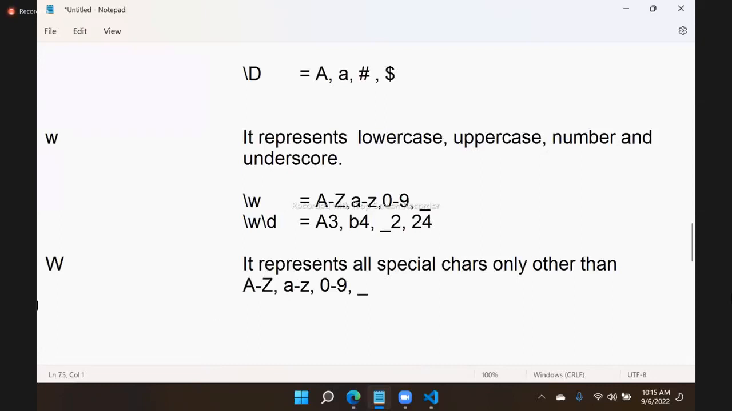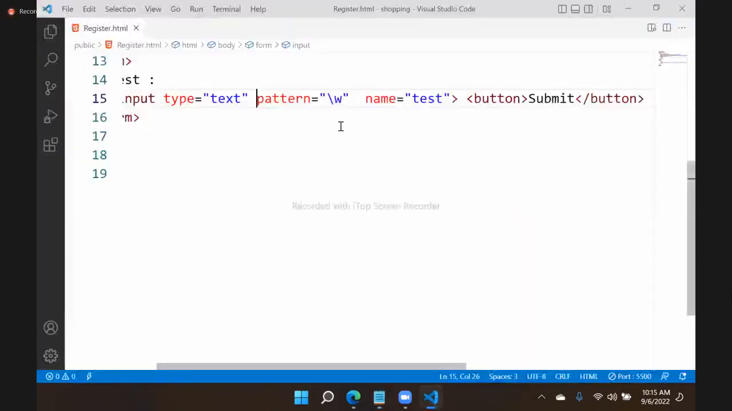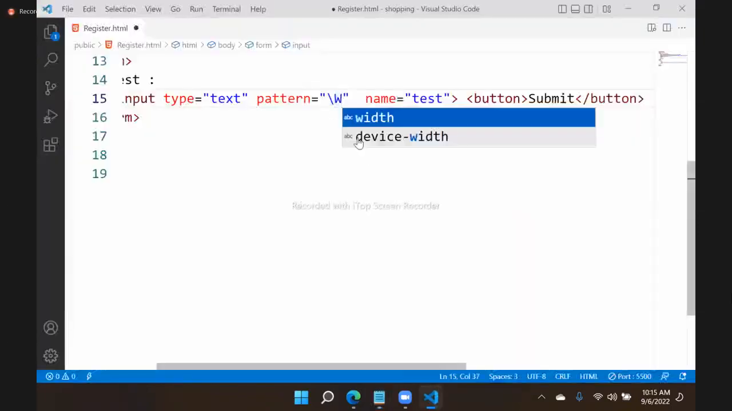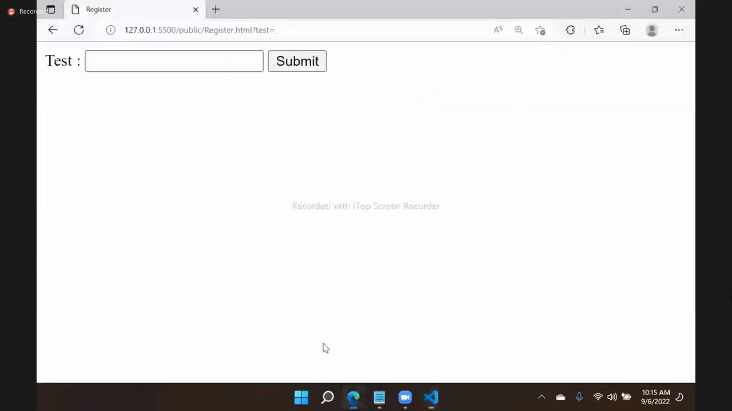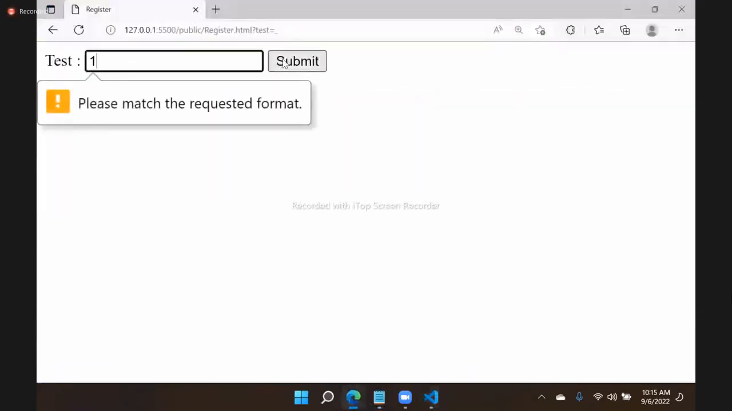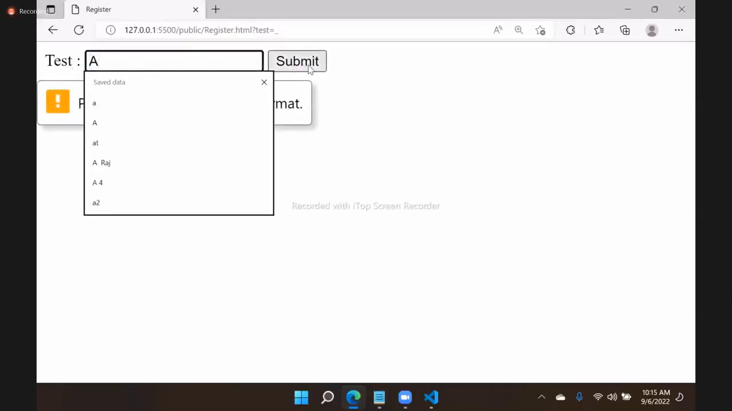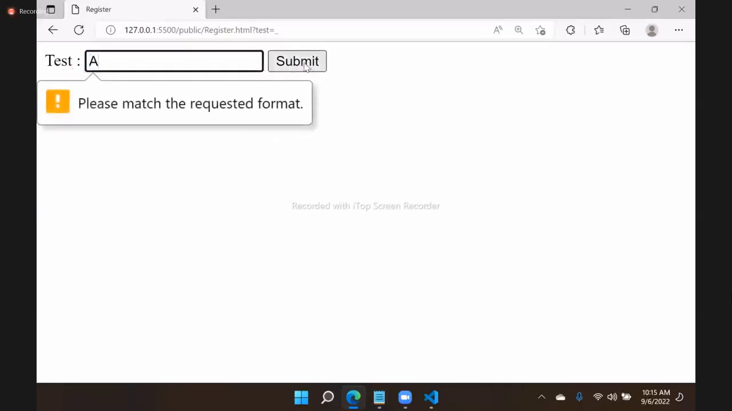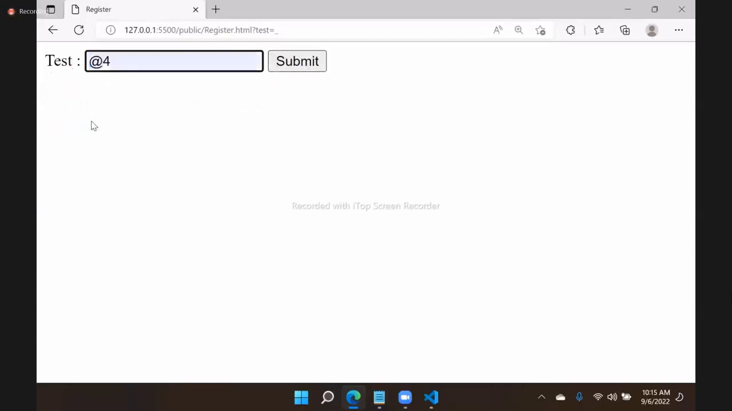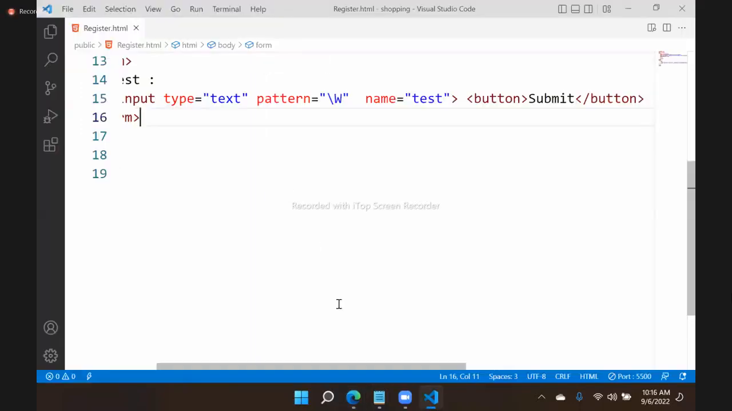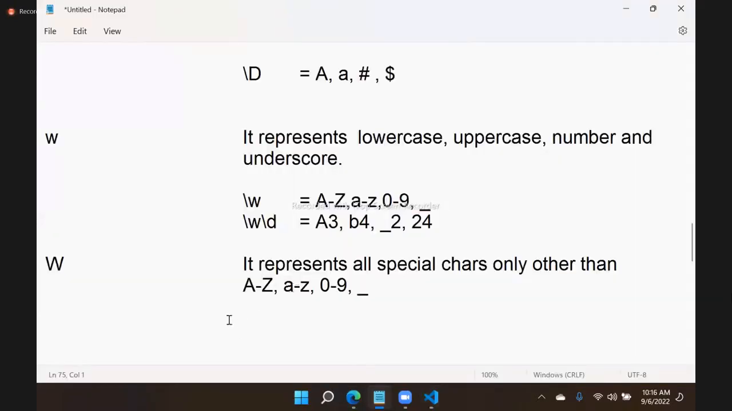We have to define it in this combination. So we have to use \W uppercase. \W uppercase means number not allowed, alphabet not allowed, underscore also not allowed. So what is allowed? Any other special character is allowed. Right? So this is \W.